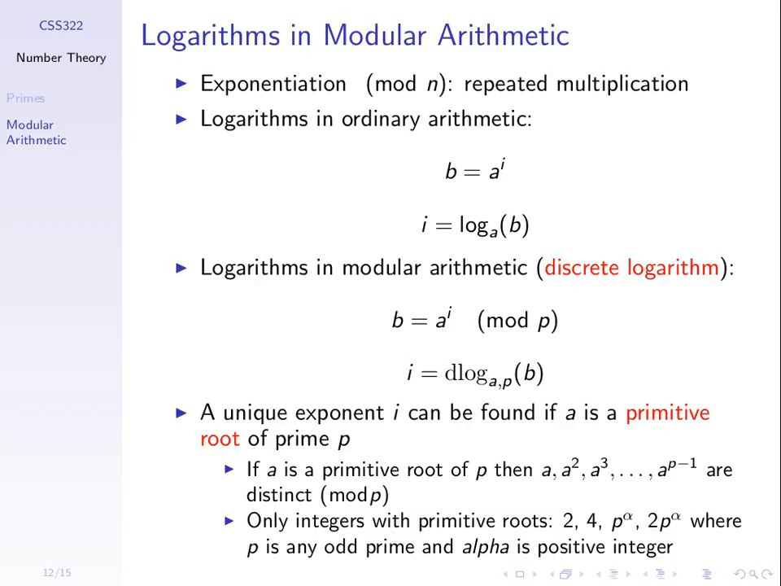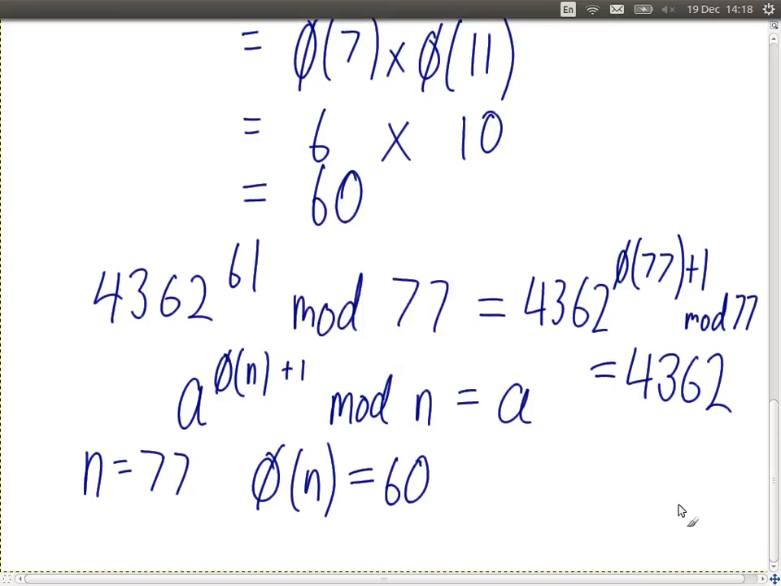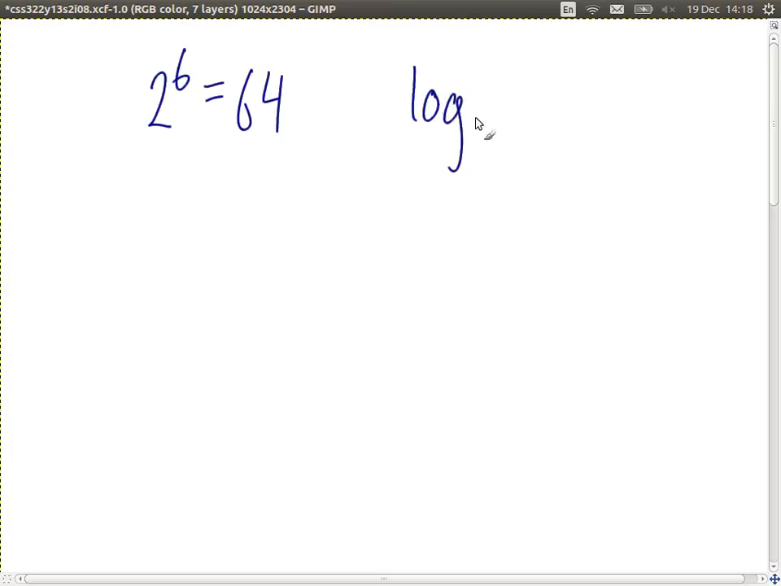Let's look at logarithms. I know we have a couple of minutes left. We'll introduce logarithms. Remember, logarithms are the opposite operation of exponentiation in normal arithmetic, and the same in modular arithmetic. In our normal arithmetic, as an example, 2 to the power of 6 is 64. So the log in base 2 of 64 equals 6. Okay, that's our normal arithmetic.